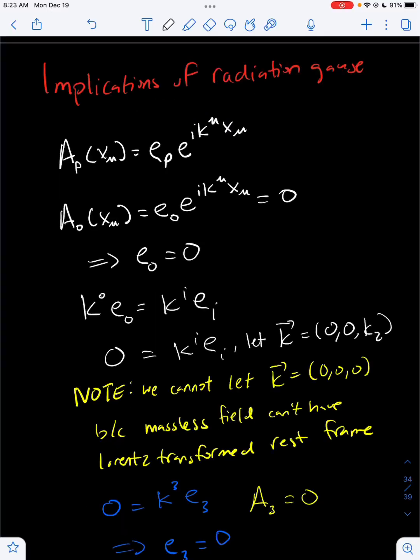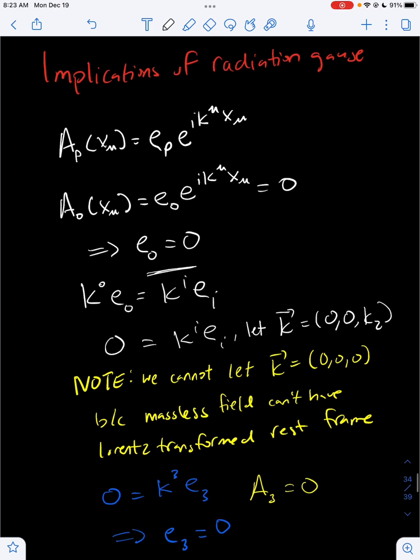So what are the implications of using the radiation gauge? Well, the radiation gauge implies that E naught is going to be equal to 0. And this means that 0 is going to be equal to k_i E_i, due to this relation that we found over here, which was derived from the fact that partial rho A rho is going to be equal to 0.